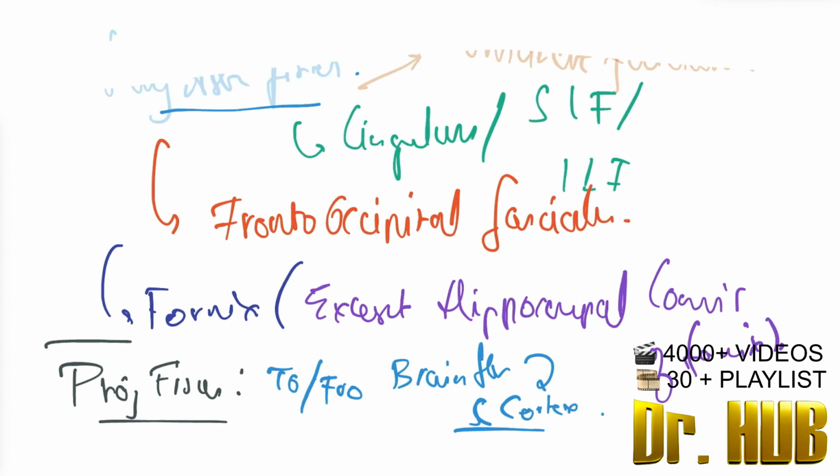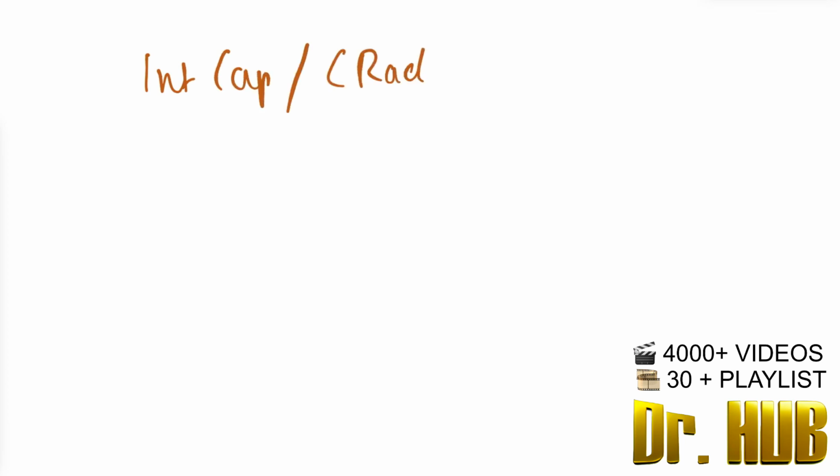So here, what are the components? It includes the internal capsule and the corona radiata. So there is the internal capsule as well as the corona radiata.